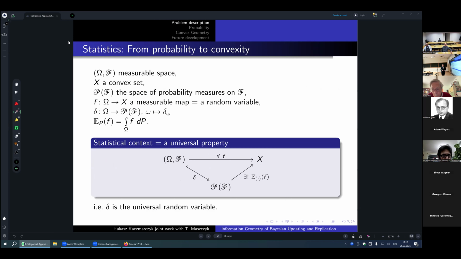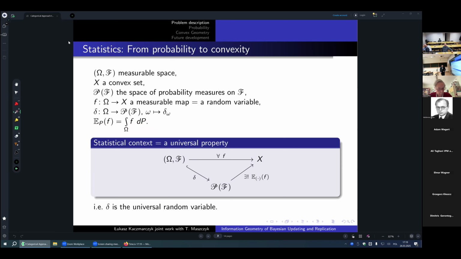So, okay, first things first, we will be talking about statistics, mainly, as the headline says, from probability to convexity, which simply means that, inside of what in some circles is standard, we will not look at the random variable as a measurable map between measurable spaces, but we will always take as a codomain a convex set, and moreover, we will identify the measurable map f with the function of taking the integral of f with respect to a probability distribution.